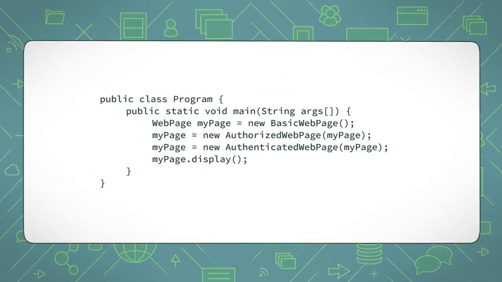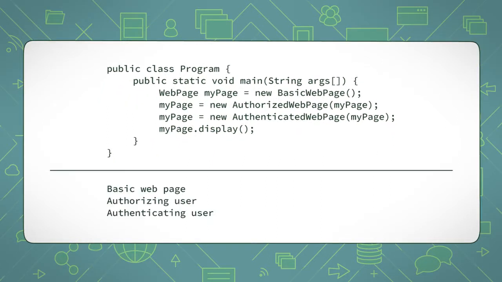You build your basic web page first, add the authorization behavior next, and then complete the web page by adding the authentication behavior last. This way, when the display method is called, it will link the method calls down to the basic web page. The basic web page will display itself, and then the display call will move back up the links to the authorized behavior first and the authentication behavior last. The output of this program would look like this.